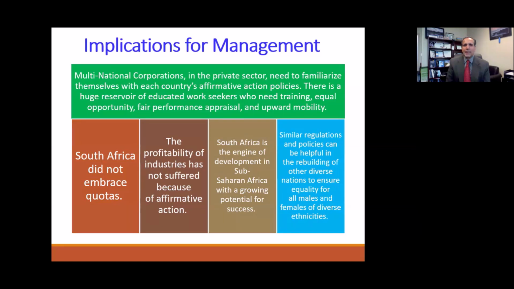South Africa did not embrace quotas. The profitability of industries has not suffered because of the implementation of their affirmative action program. South Africa is the engine of development in sub-Saharan Africa with a growing potential for success. Similar regulations and policies can be helpful in the rebuilding of other diverse nations to ensure equality for all male and female citizens of diverse ethnic backgrounds.